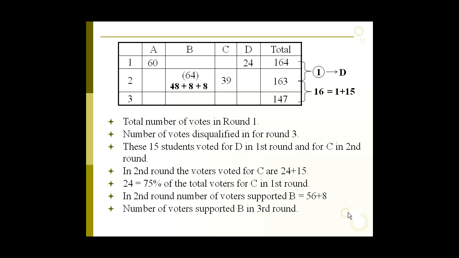Now come to the third round results. The number of voters who supported B in the third round, as it says, is 64 who voted for B in the second round, plus, as clearly mentioned, 50% of the people who voted for C in the first round. 50% of 32 are in support of B in the third round. Already 8 people were in support of B, now 8 more will join B in the third round.